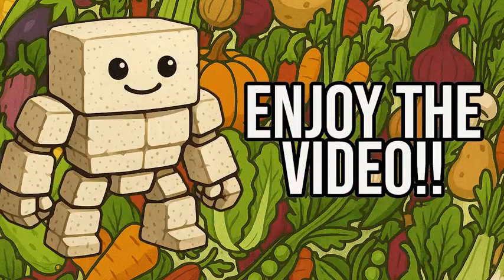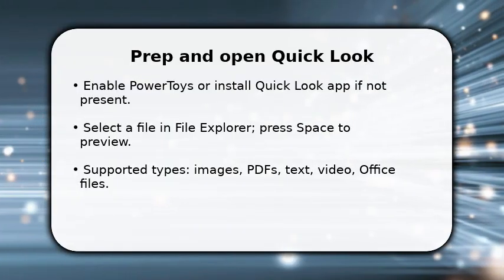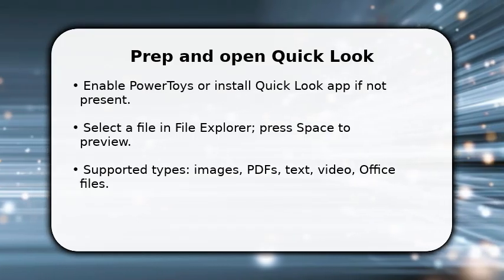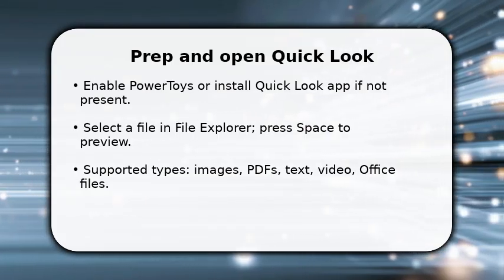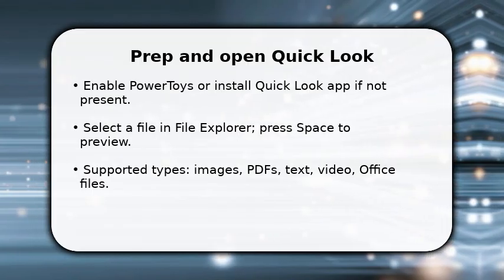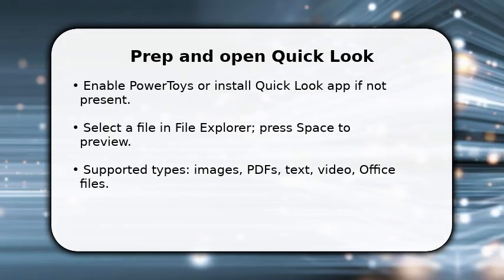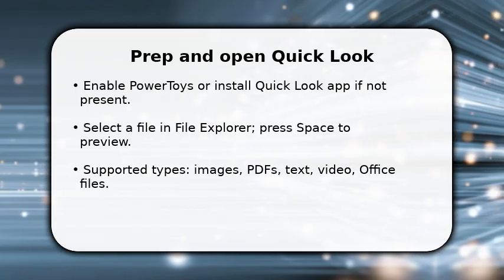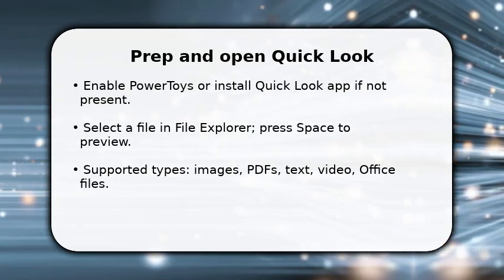Please enjoy the video. You start by making sure Quick Look is available. Install PowerToys or the Quick Look app and enable its File Explorer integration. Once done, open File Explorer and select the file you want to inspect. Press space to instantly summon the preview.